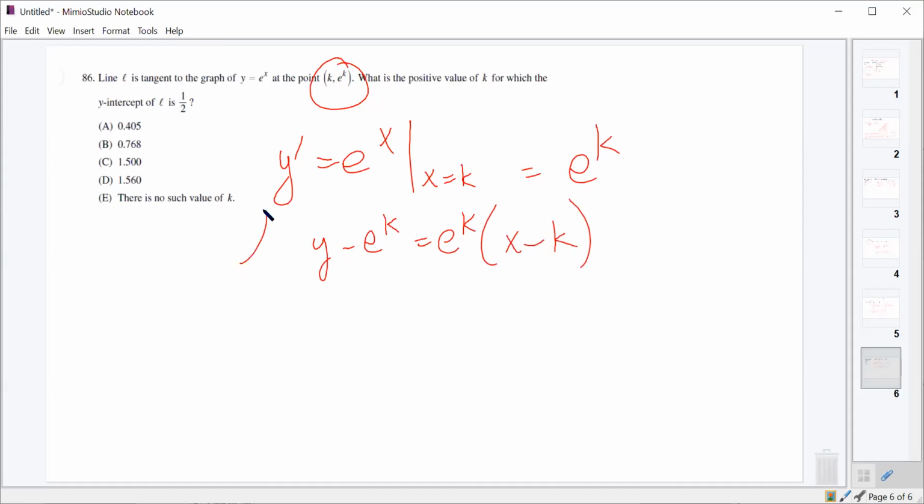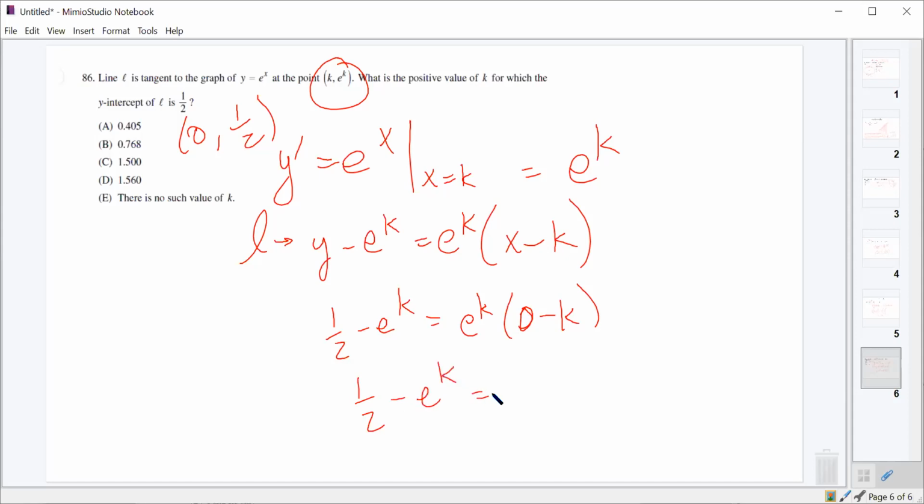So this is L. And L is this. We want to know when the y-intercept of L is a half. Well, the y-intercept is (0, 1/2). So when x is 0, y is 1/2. And that gives us 1/2 minus e to the k equals negative k e to the k. And this is not something you're going to just be able to solve without a graphing calculator. You need to see when those equal each other.